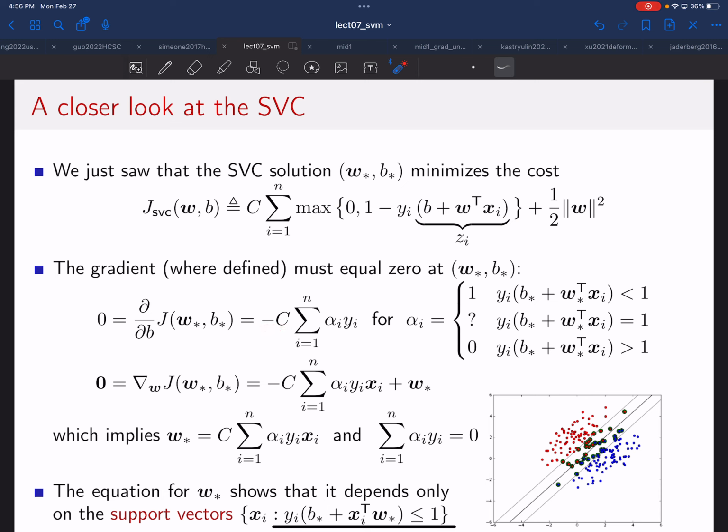So alpha i is like a switching variable. Whenever this term wins, then we're setting alpha i to 1. Whenever that term loses in the max, we're setting alpha i to 0. And that way we can write the gradient with a common expression.